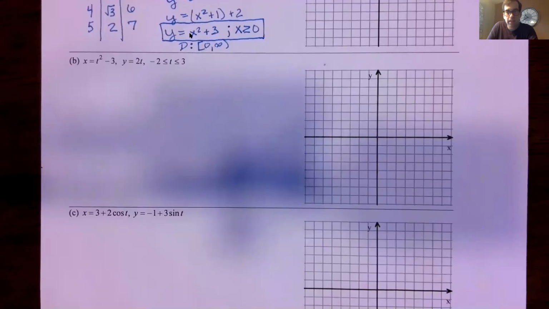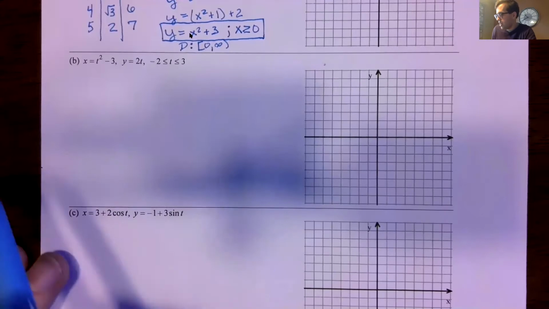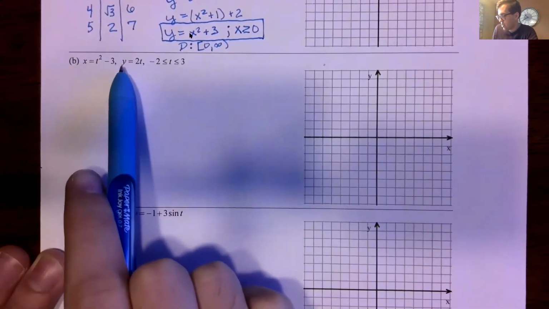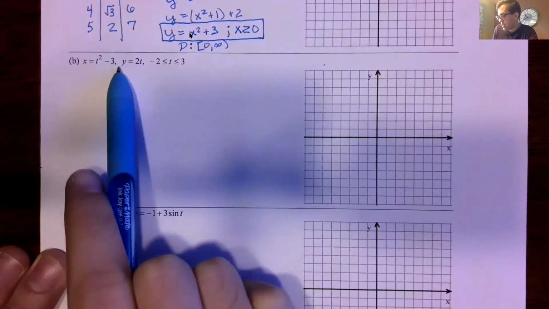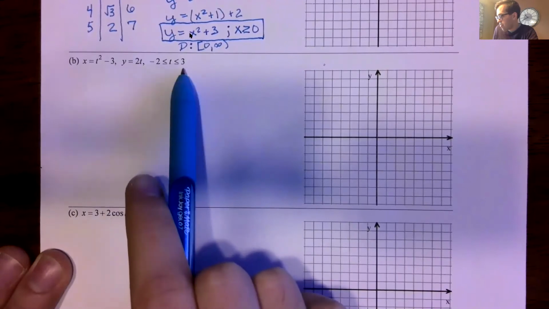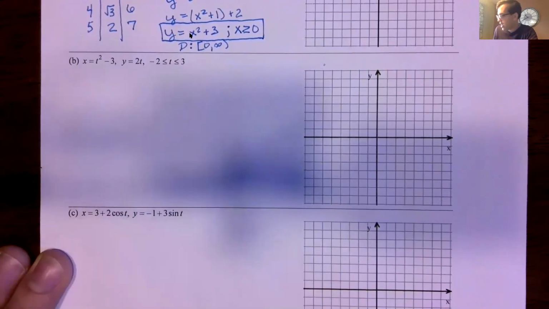All right, let's take a look here at letter B. You can see that we once again have two equations. We have x equals t squared minus 3, y equals 2t. So the x and the y both depend on the t variable. And this time we have limitations on our t. T has to go from -2 to 3.